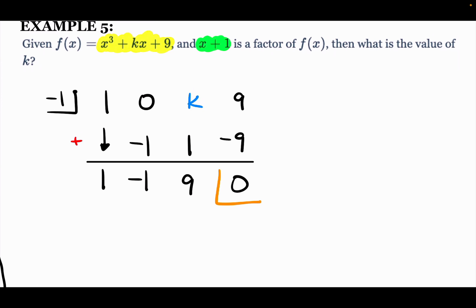Now, k plus 1 equals 9. What does k have to be? Has to be 8, yeah. Has to be 8. Done. Has to be, otherwise it won't work. If I took out the k and put an 8 there, it would work. Any other number would not work.